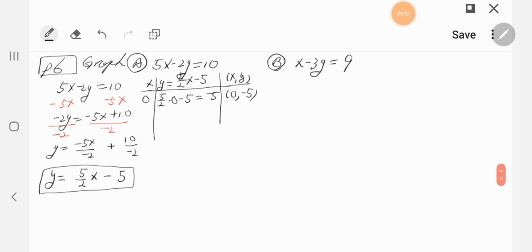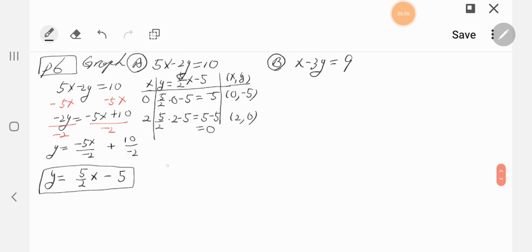Next, we want to use the x value 2 instead of 1, because the coefficient is a fraction and the denominator is 2, so if the x value is a multiple of 2, then it's much easier. So 5 over 2 times 2 minus 5, the 2s cancel out, so 5 minus 5 is equal to 0, right? So when x equals 2, y is 0.